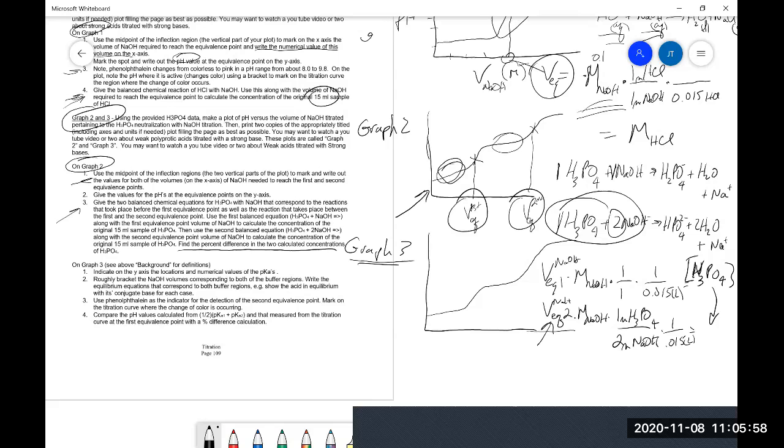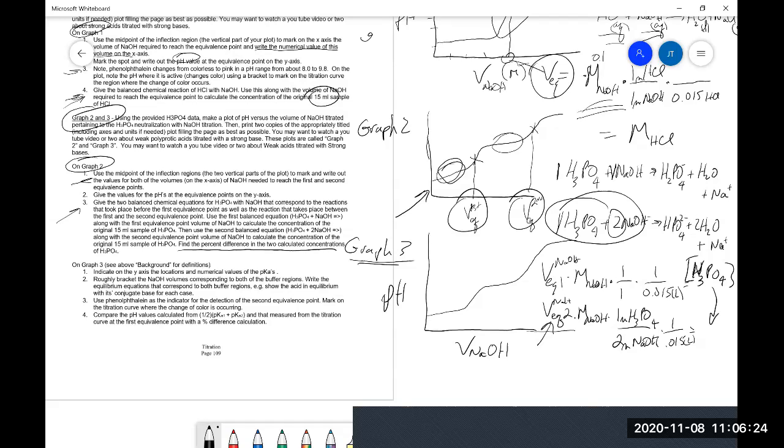Print out graph 3 like this. Make sure you have it. You can even write in the titles if you want. No big deal with that. Volume of NaOH and stuff. I find it's easier to just go ahead and write it all out, and then you can take a picture and upload that in the Canvas or scan it or whatever.